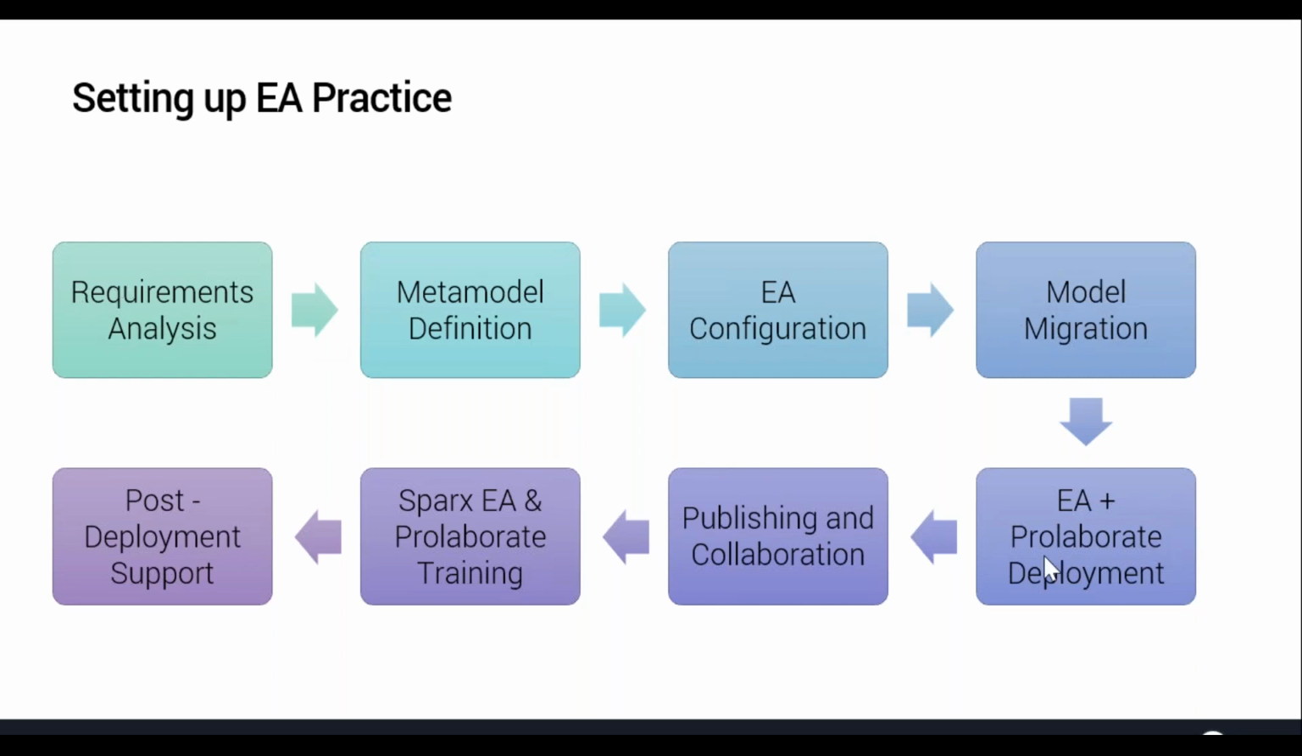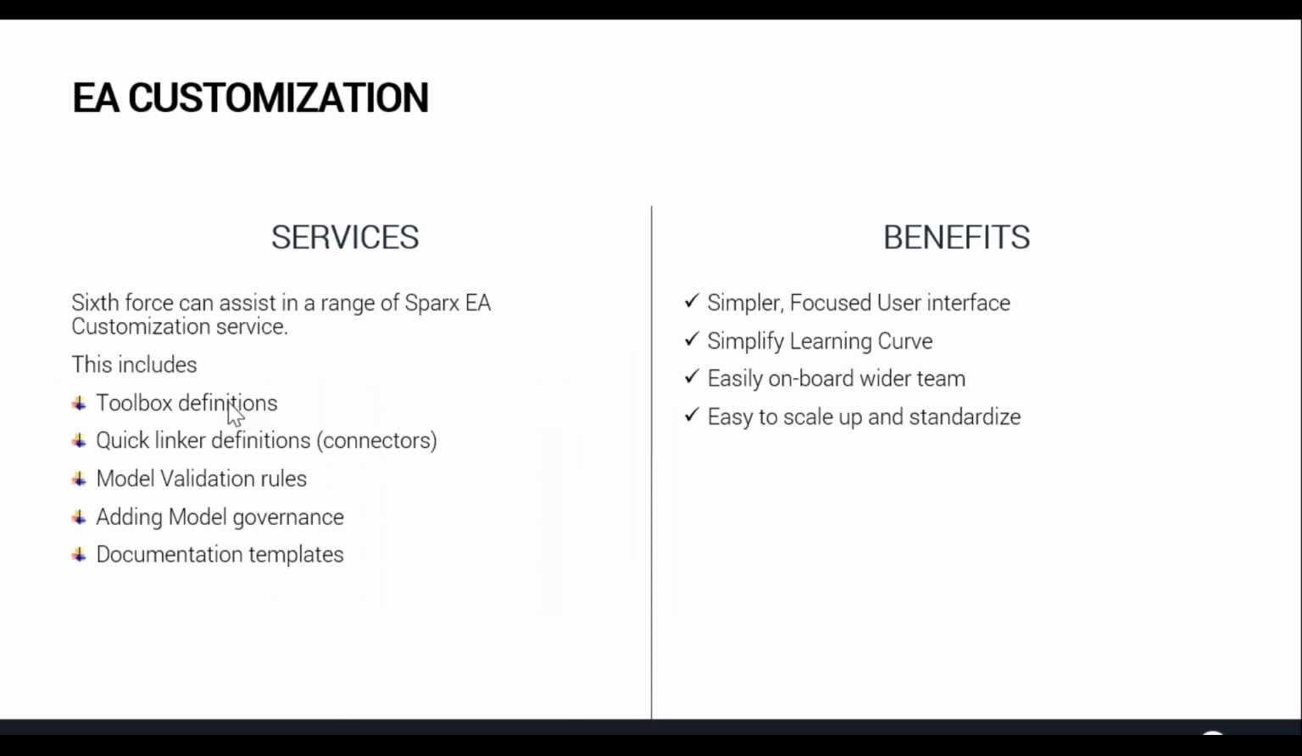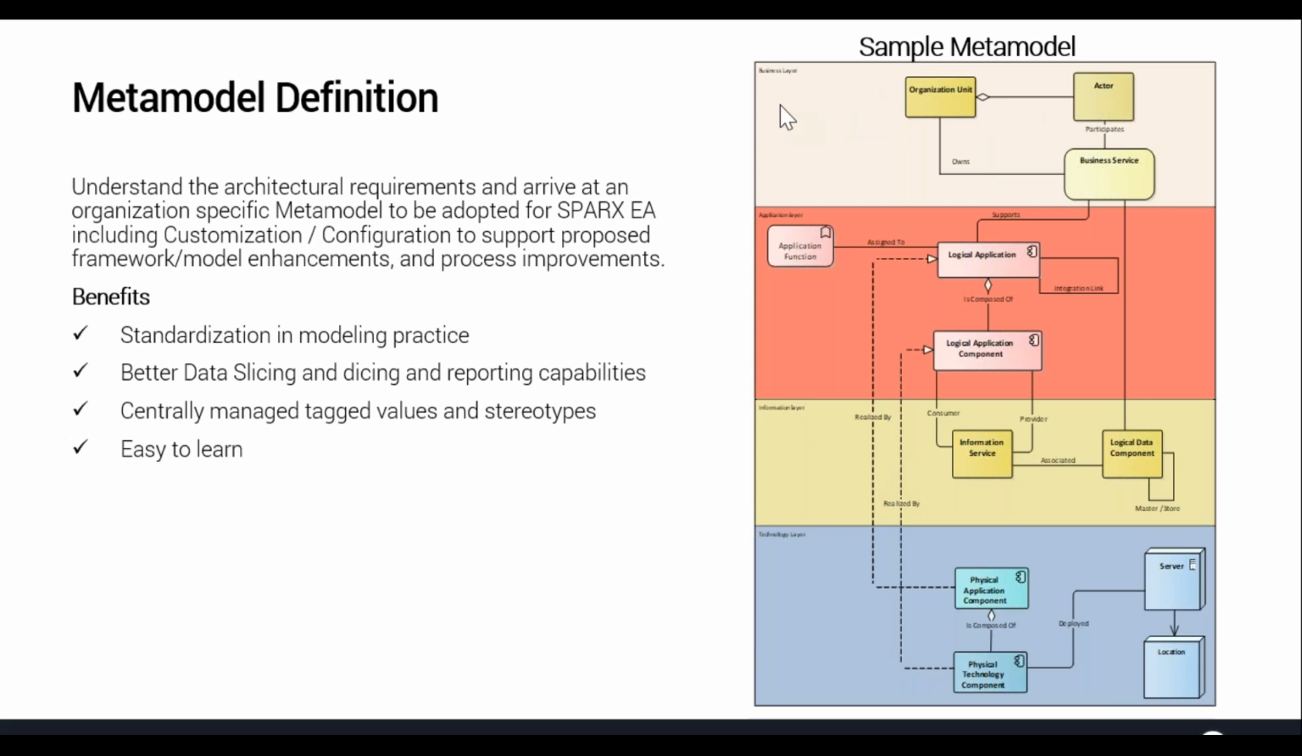And once this is done, everything else just falls into place, once you have a proper metamodel and the configuration done. When I say configuration, I'm talking about your toolboxes, your model validations, your governance, your documentation templates, etc. If that is set up right, the learning curve will be significantly reduced. You can onboard a wider team fairly easily, and you will have a very focused and simpler user interface, and you can standardize it and scale up. So tomorrow, if you want to add more to this business layer, no problem, you can just add them.